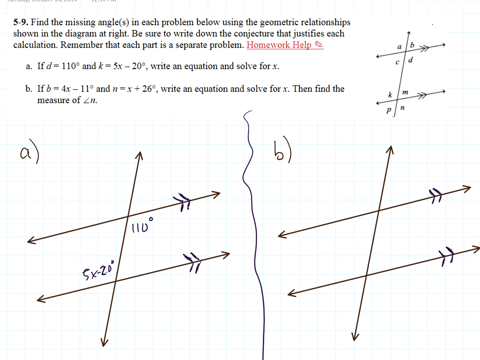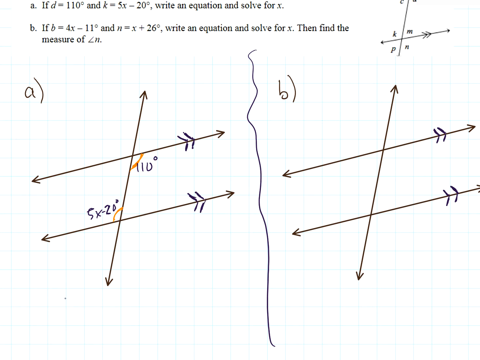These two lines are parallel to each other, and we have this conjecture that says that if two parallel lines are cut by a transversal, then the alternate interior angles, meaning this angle and this angle, that's a pair of alternate interior angles, they're congruent to each other. And if they're congruent to each other, they have the same measure. So what I can do to answer this particular question is say, let 5x minus 20 equal 110 degrees.